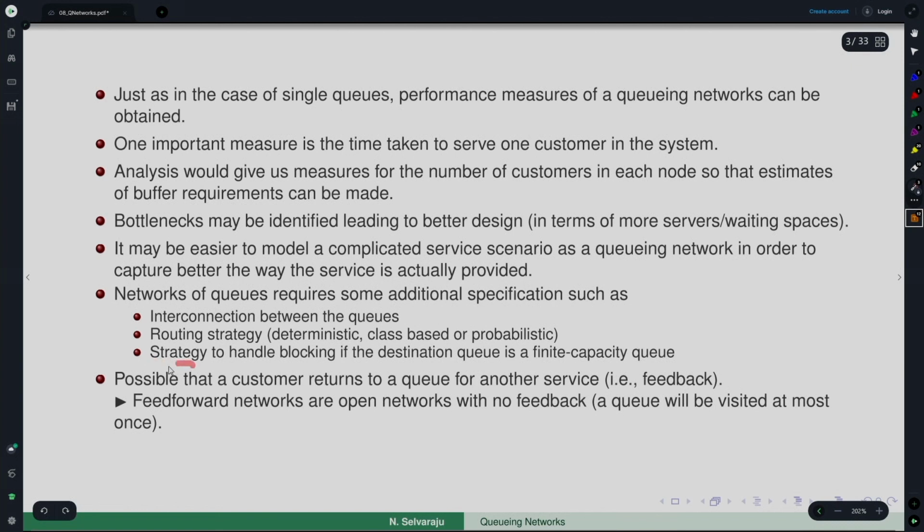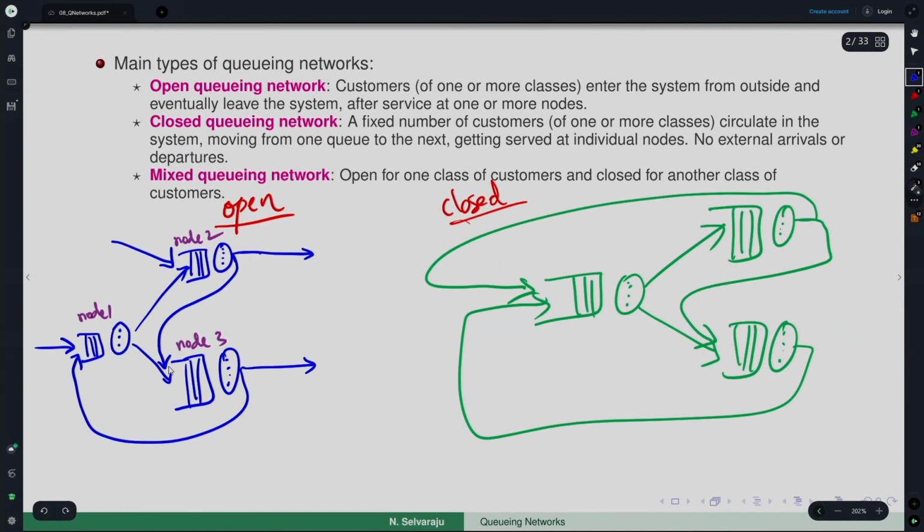And then you have the strategy to handle blocking if the destination queue has finite capacity. Here we might assume that all these nodes are infinite capacity nodes, meaning any number of customers can queue in front of this server. Everywhere we can assume that. But on the other hand, it is not really the case in reality, and if you want to bring that fact in, assume for the time being that node 2 is of finite capacity. Then, when an arrival happens, either from the outside, when node 2 is full to its capacity, as you have seen earlier, it is something like a blocked arrival. What happens then?